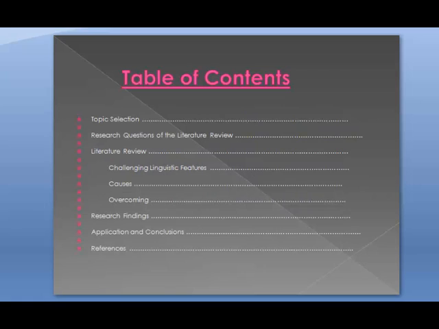Table of contents. Topic selection, research questions for literature review, the literature review itself, challenging linguistic features, causes, overcoming the causes and linguistic features, research findings, application and conclusion, and ending with references.